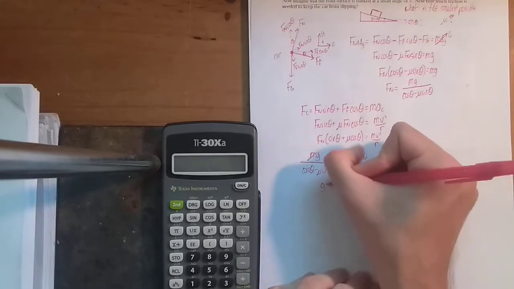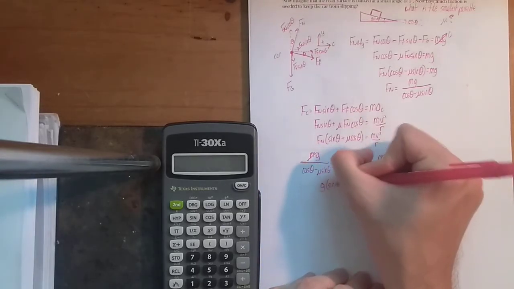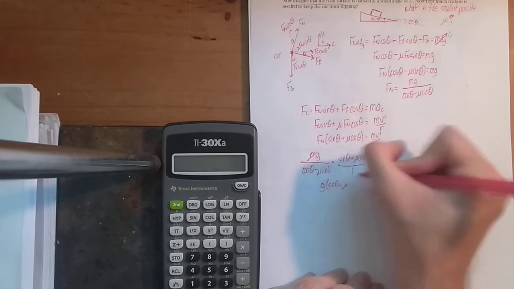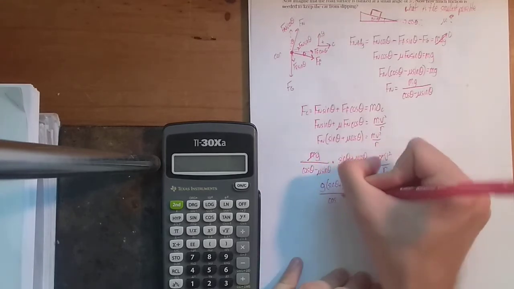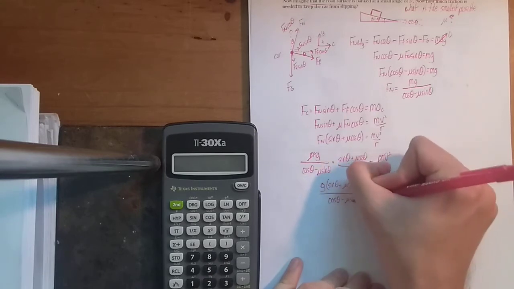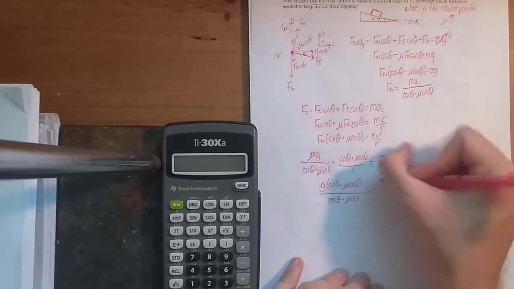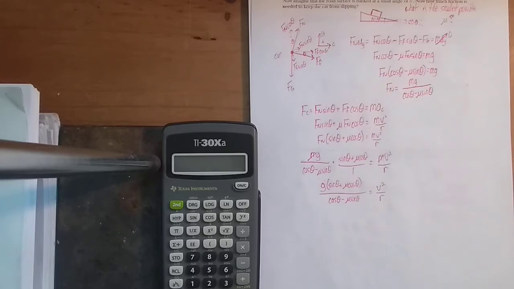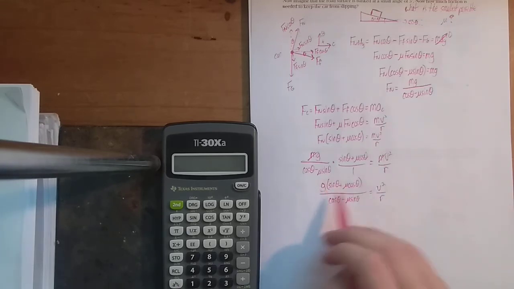G, and I'm just going to put this in parentheses, sine theta plus mu cosine of theta over cosine of theta minus mu sine theta equals v squared over r. I'm trying to solve for mu. You notice I have a mu here and a mu here. Best thing for me to do would be to cross multiply, okay? And I'm going to take out this set of parentheses.